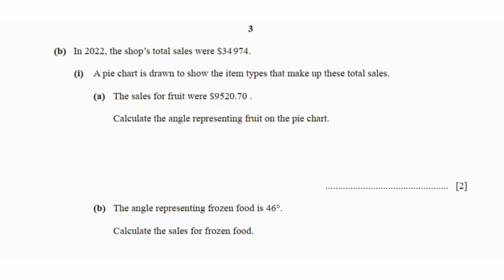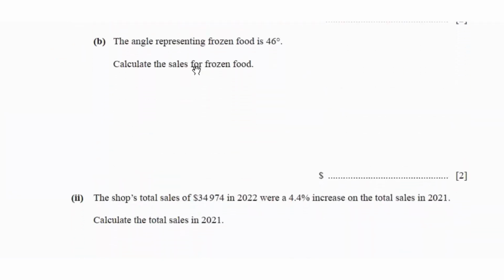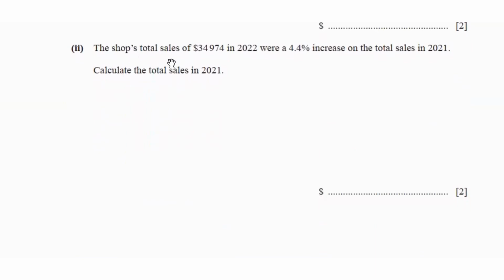Then part B says the angle representing frozen food is 46. Calculate the sales for the frozen food. So now what we're going to do is we will multiply the fraction for the angle of frozen food with the total sales, which was 34974. So that's going to be $4,468.9.